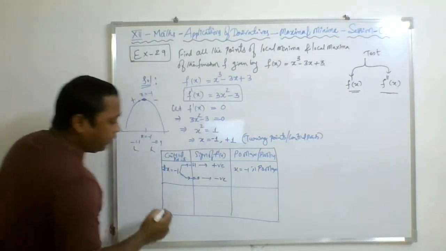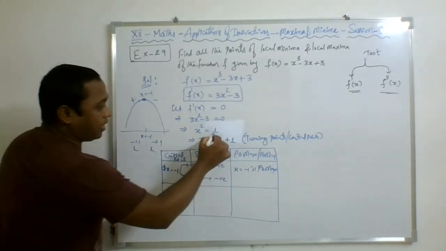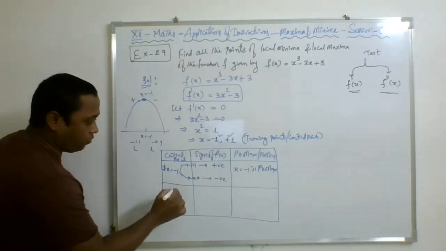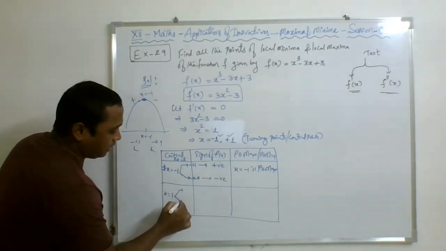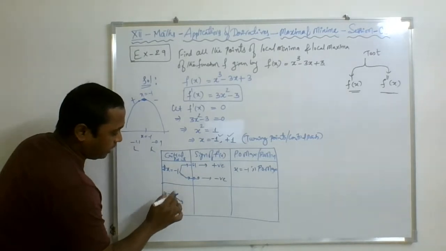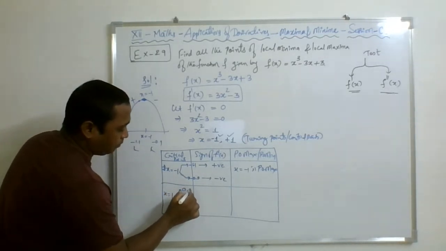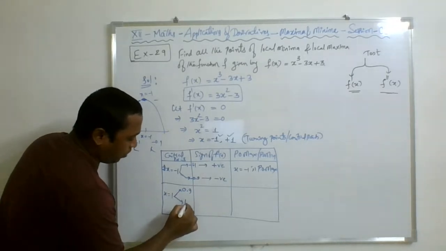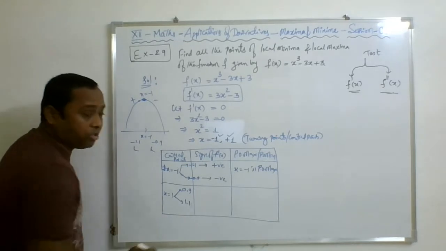Similarly, when we go with x is equal to 1, because we are having two turning points, again we need to take one left-hand side point and one right-hand side point. So left side of 1 means 0.9, right side means 1.1. The closest points, very close points, you need to take.